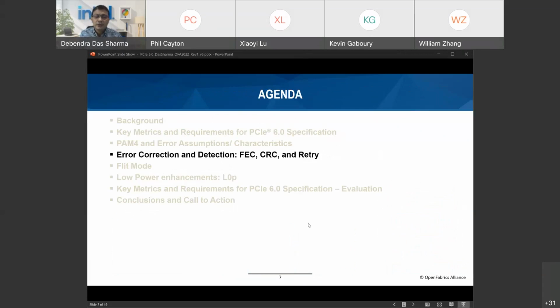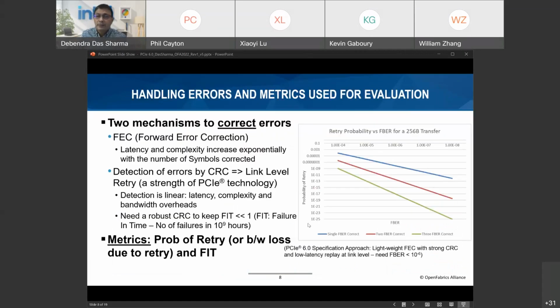So now let's look into the error correction and detection, right? So there are two mechanisms that we deploy in PCIe, right? So far we have been just deploying CRC and replay, right? We never had FEC in PCIe Gen 1 to Gen 5. And with this high data rate, basically doing a forward error correction becomes inevitable.